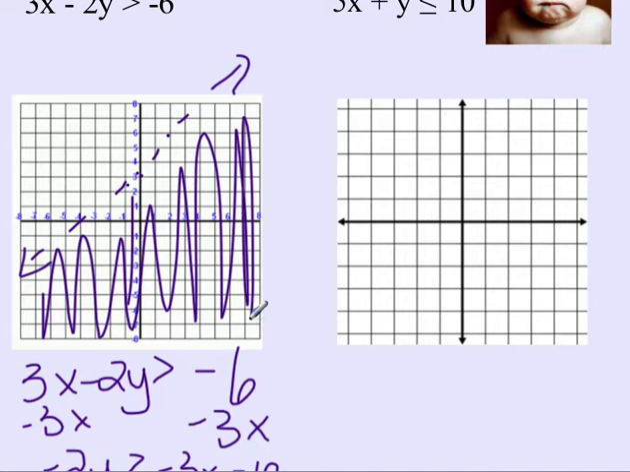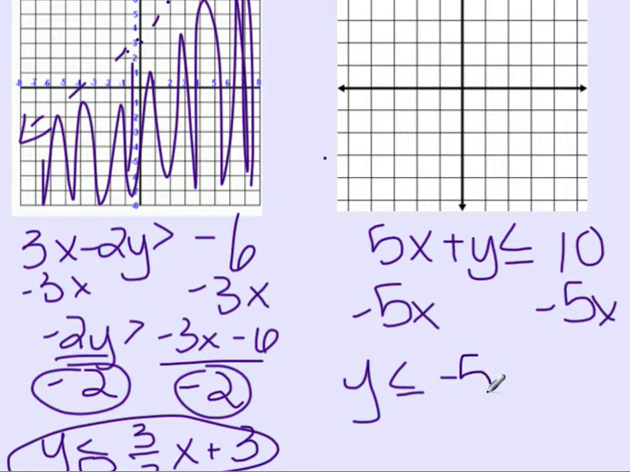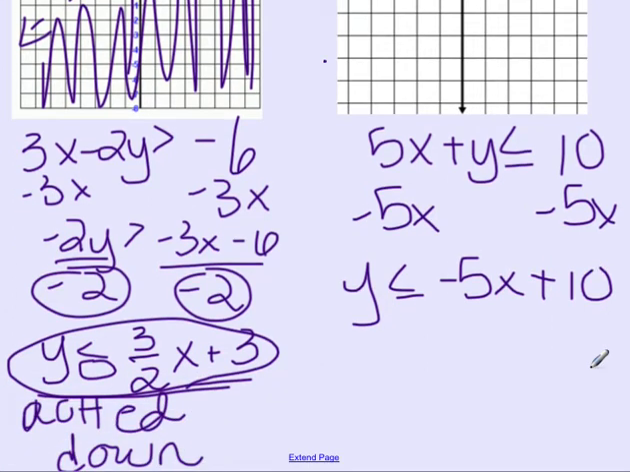Next, let's go ahead and take a look at number 9. So we have 5x plus y is less than or equal to 10. To solve for y, the first thing I need to do is subtract 5x from both sides. So I get that y is less than or equal to -5x plus 10. That's already solved for y. I'm ready to make my choices in graphing.